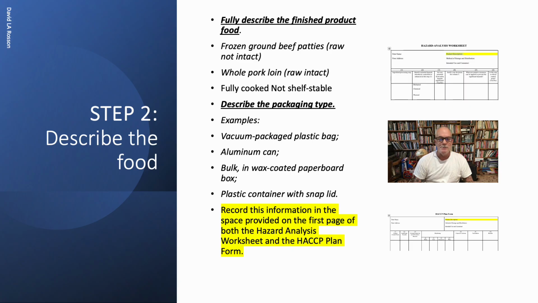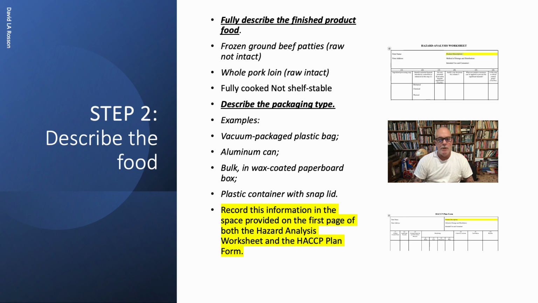All right, 18 steps to a HACCP plan. Here we go. Step 2. So you can see there on the forms, top of the form, right side of the form now, top right. Let's fully describe our finished product now. What is it? A frozen ground beef patty? Whole pork loin? Is it fully cooked, not shelf stable?